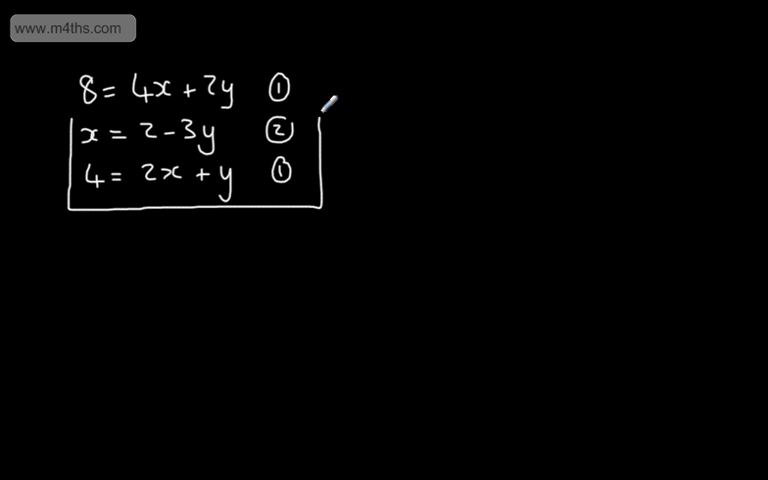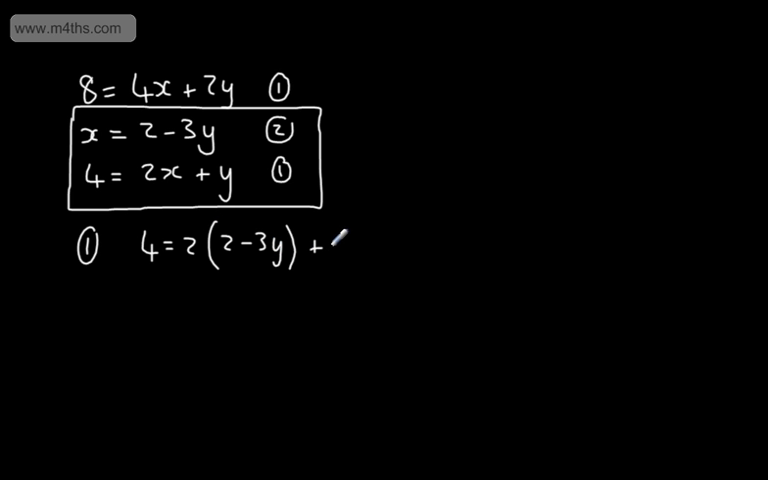Now you might think to yourself, well, that doesn't really help. But what we could do at this stage is now find an expression for x in terms of y and simply substitute this in. So if I know that x is equal to 2 minus 3y, I can write equation 1 as 4 is equal to 2, and instead now of the x, I'm going to write 2 minus 3y, and then we're going to have plus y. So all I've done is taken equation 1 and substituted this in. So 4 is going to be equal to 4, then we're going to have minus 6y, and then we're going to have plus y.